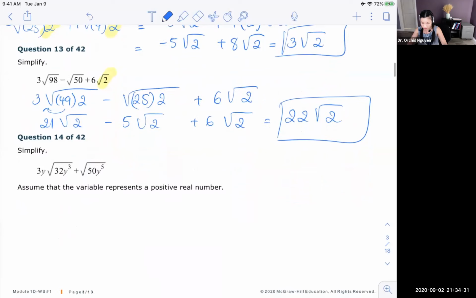Okay. So we're going to do the exact same thing for the next problem. So once again, we're gonna simplify first, okay? And then in this case, between 32 and 50, I actually think 50 is easier to simplify. So I'm just gonna do that first. So 50 is 25 times 2. And then for y, I have y to the 4th and y. Okay, so that's why over here, I'm gonna take 32 divided by 2. In this case, I get 16.